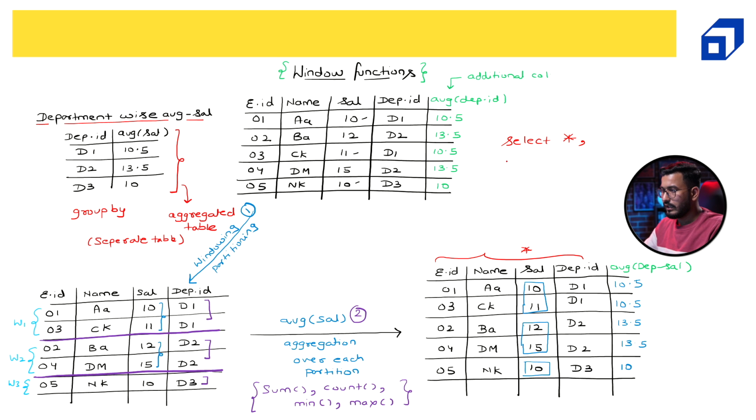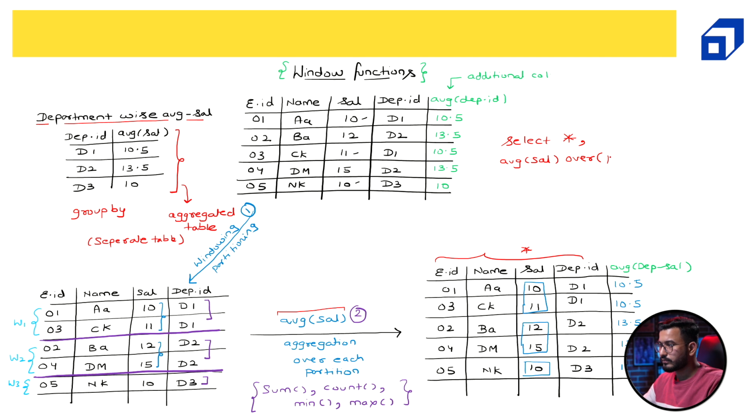I need average of salary. I need to apply the average of salary aggregation function over the window or over the partition, which is partitioned by, so over partition by, the column name is department ID as average underscore dp underscore sal from the table employees.